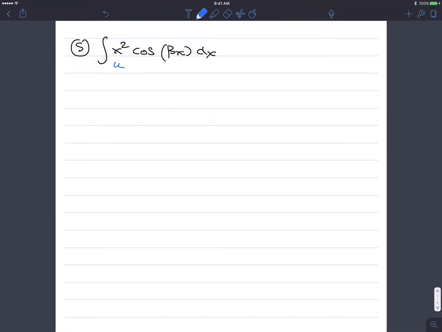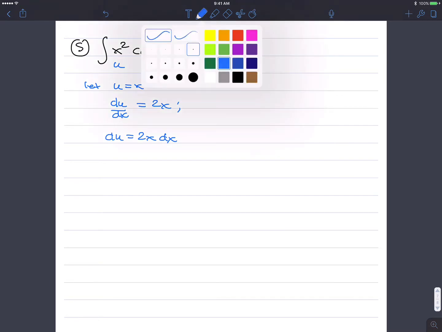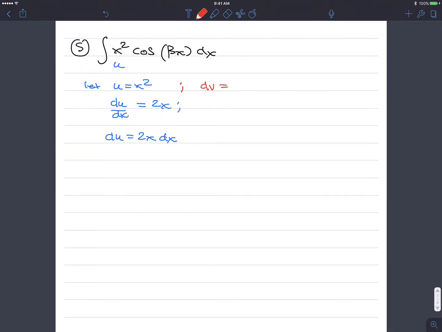Again, u will be x squared, which means du dx is 2x, or du will be 2x dx. dv is cosine beta x dx, so that v will be the antiderivative of cosine beta x dx. Just be consistent, I guess. dv is cosine beta x dx, v will be the antiderivative of cosine beta x dx.